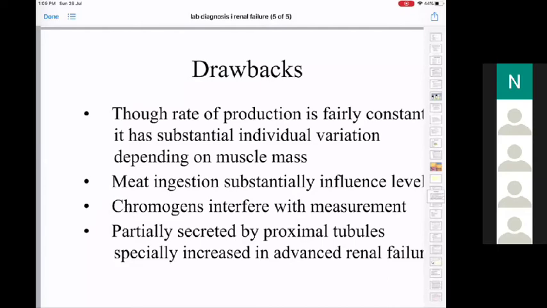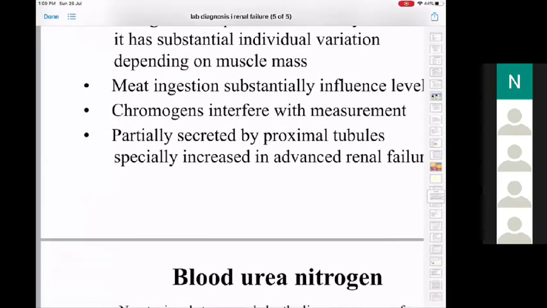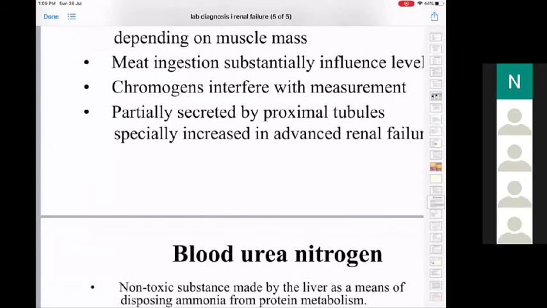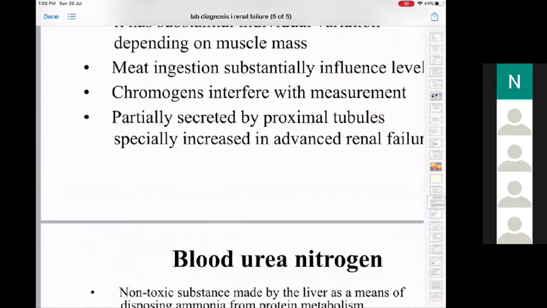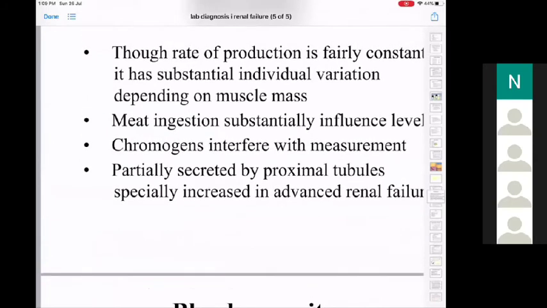An ideal substance is one that is neither secreted nor reabsorbed. That is the most important property of a substance used for clearance tests. But creatinine is partially secreted by the PCT, and this may increase in advanced renal failure. So this is not the ideal test for renal clearance. The ideal one is inulin. Inulin is a material that is neither secreted nor reabsorbed. Okay.